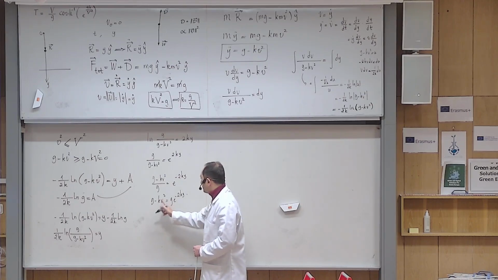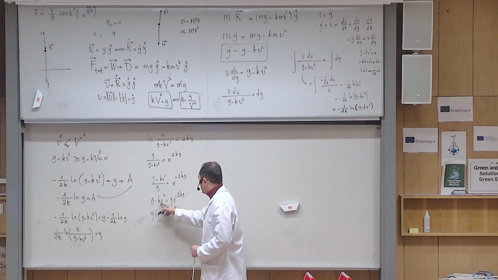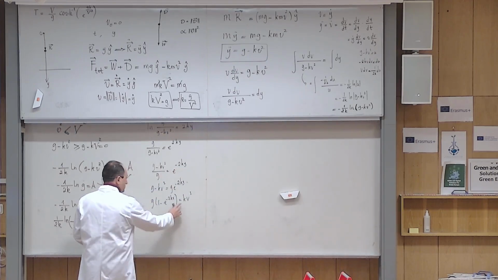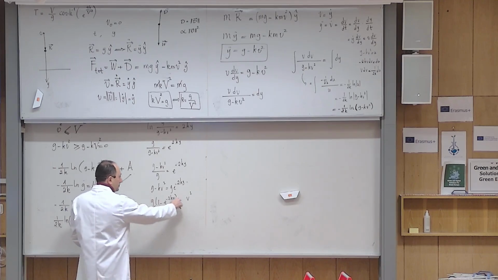Okay, so I move this to the other side, I factor a g out, 1 minus e to the power of minus 2ky, and I move this to the other side, so it becomes kv squared. And I divide everything by k, so k goes down there, and then I take a square root.